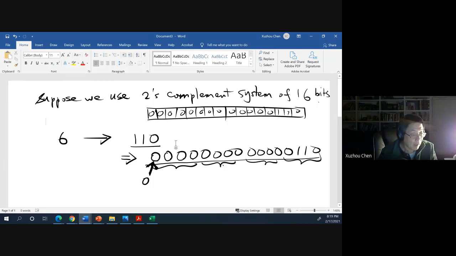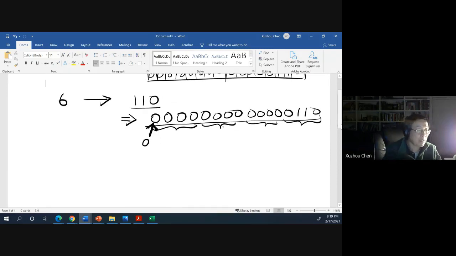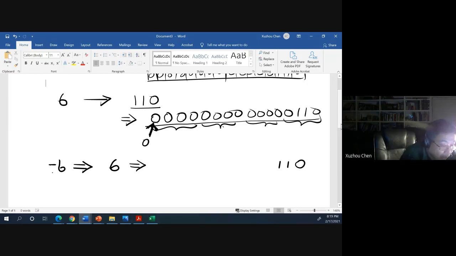Now let's see, what about negative 6? How can I represent negative 6 in there? For negative 6, first we look at the absolute value, which is 6, right? And then what does 6 represent? 110. And then you have to add a 0 here. Okay, 4, 4, 4, 4.